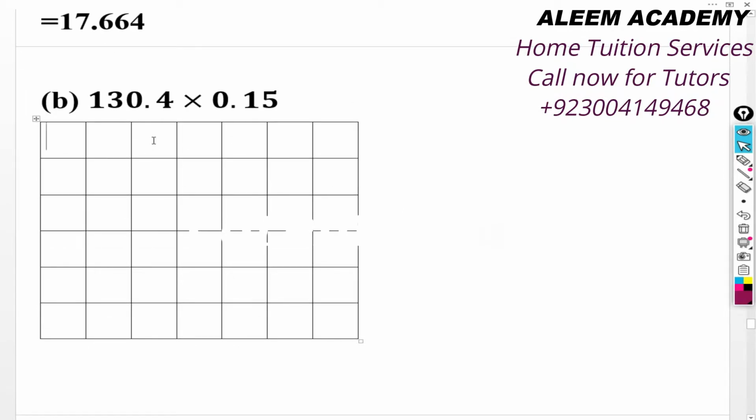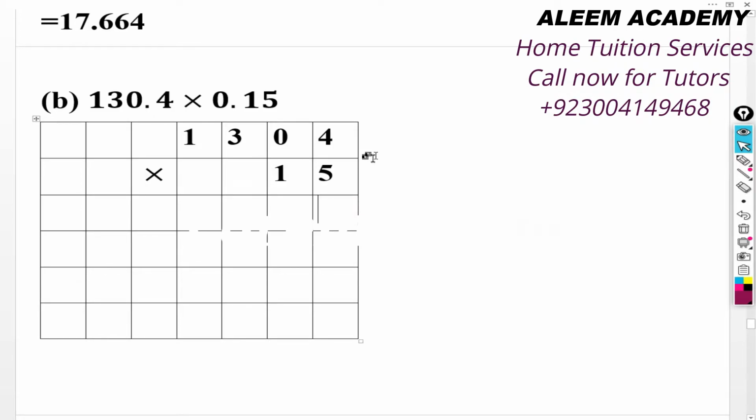So right here write 1, 3, 0, 4, and over here write 0 then 5. You have to write these numbers without the decimal, and here write the operation. You have to multiply, so write the multiplication sign here, and now just multiply these numbers.